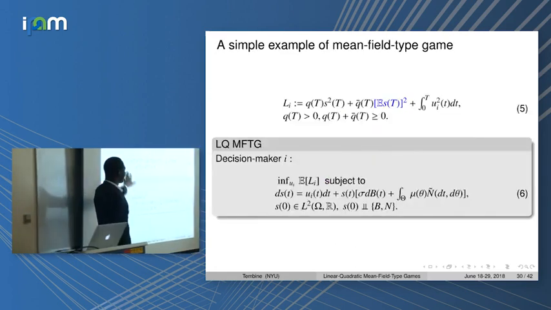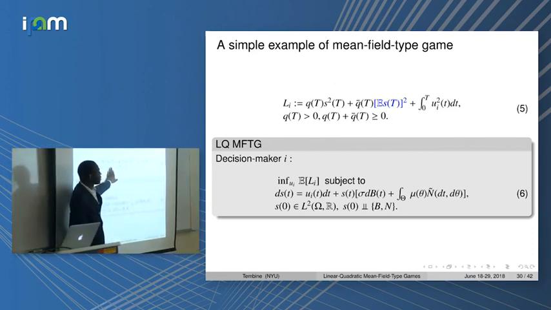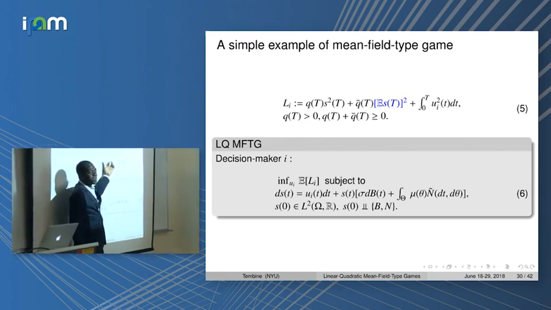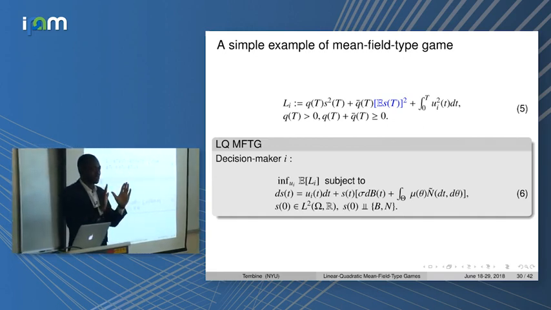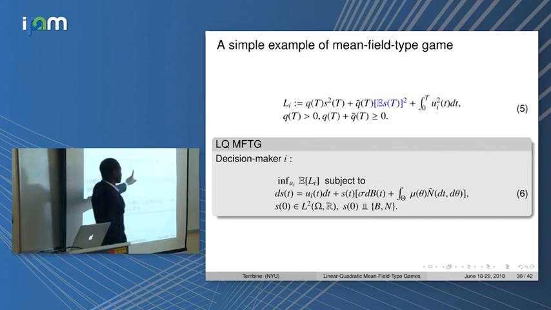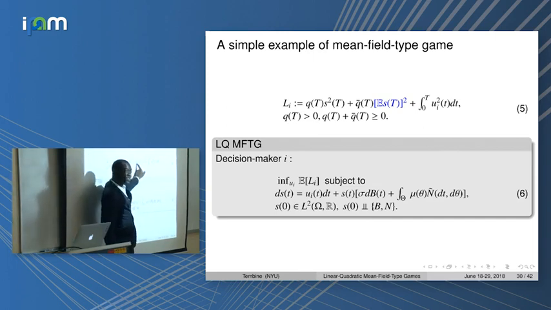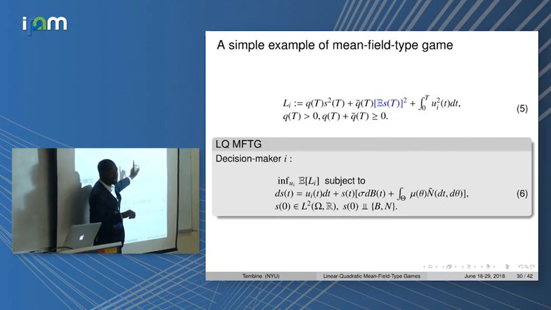The same example as before, but now when you see M bar you replace it by the expected value of the state. Okay? It's really the same example as before. But in mean-field games, you freeze this, and you say this is the average state of all the agents. In mean-field type games, you cannot freeze this.